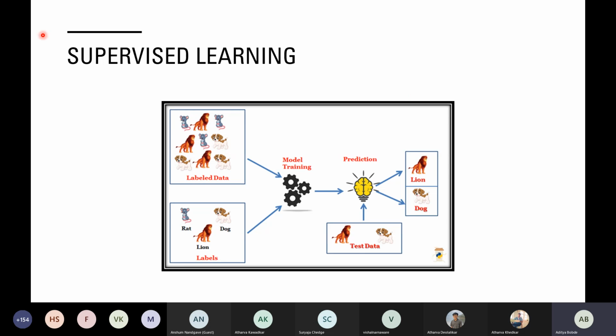What a supervised algorithm tries to do is, you have your labeled data, meaning this is a rat, this is a dog, and this is a lion. You are already given labels, meaning you already have some answers. You train the model and the model will do some prediction and will correctly try to classify that this is a lion and this is a dog. So that's the goal of supervised learning, that you already have answers.